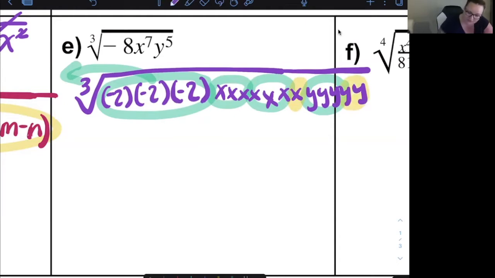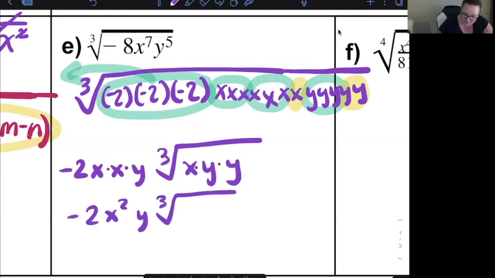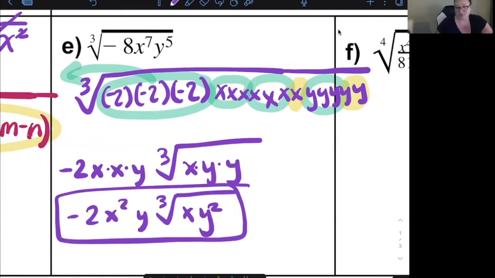So your final answer should be -2x times y times the cubed root of x y times y, or -2x squared y times the cubed root of x y squared. Hopefully you got the same answer.